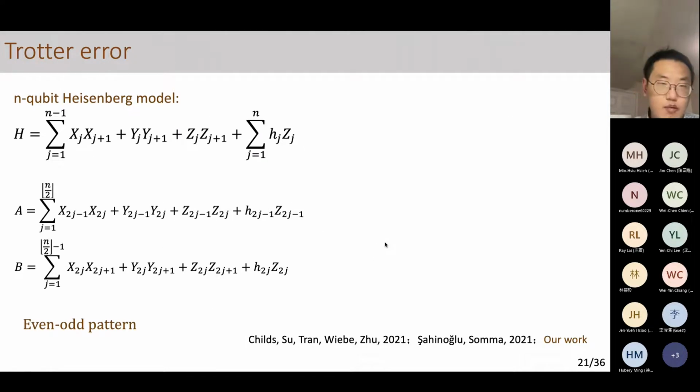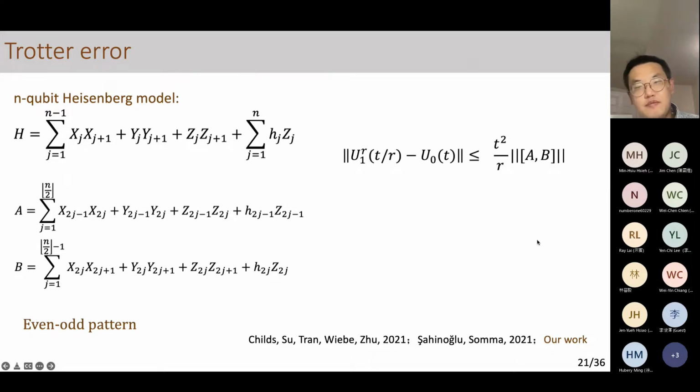Let's take a simple example for this problem. The most standard, most well-known example in Hamiltonian simulation is the n-qubit Heisenberg model. It has nearest neighbor interactions, so it's a 1D interaction. And we could divide all these terms into two groups. One is the A group, with all the terms whose first qubit has an even label, and the B group is the sum of the terms with an odd label. This is called the even-odd pattern. Then this is A and B.